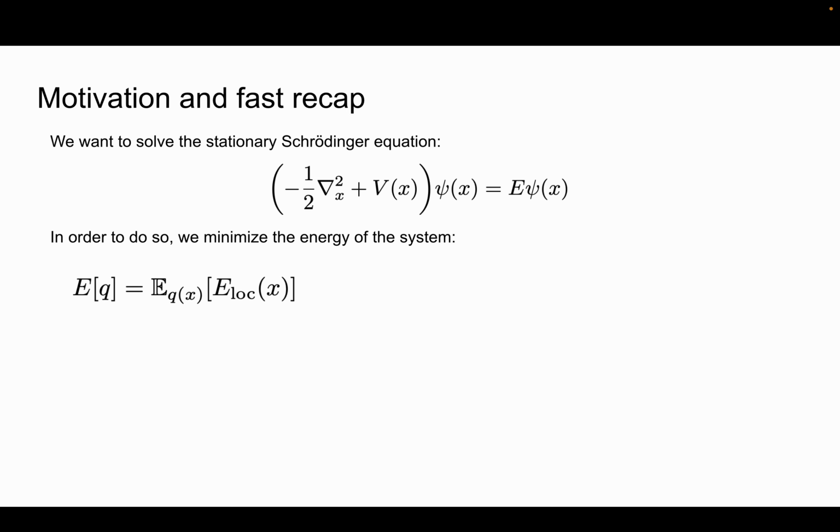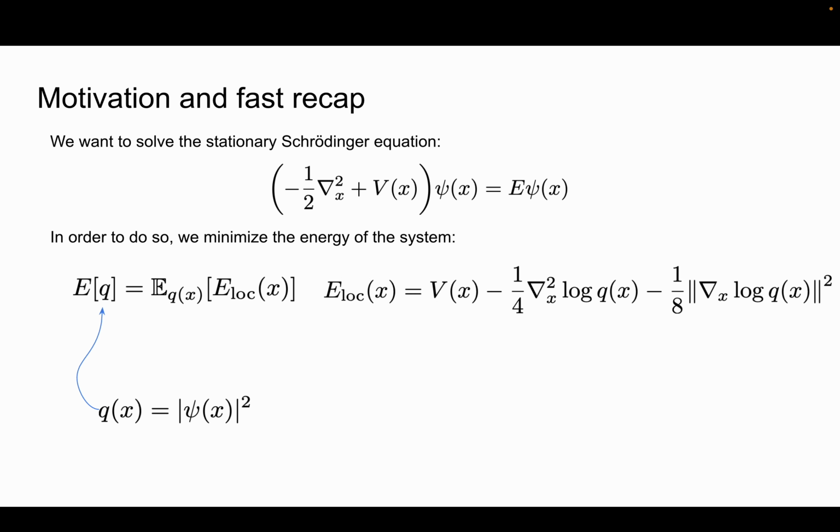And the conventional approach to this problem is the energy minimization. That is, we want to minimize E of Q, where Q of x is the coordinate density given by the squared absolute value of psi of x. And we estimate it as the expectation over Q of x of the local energy, which is given by this formula.